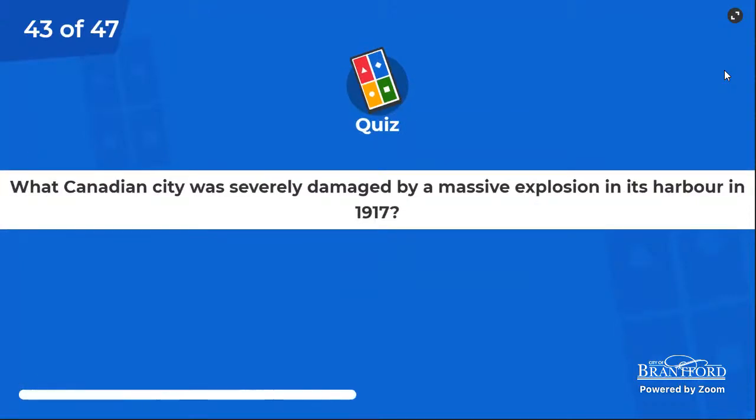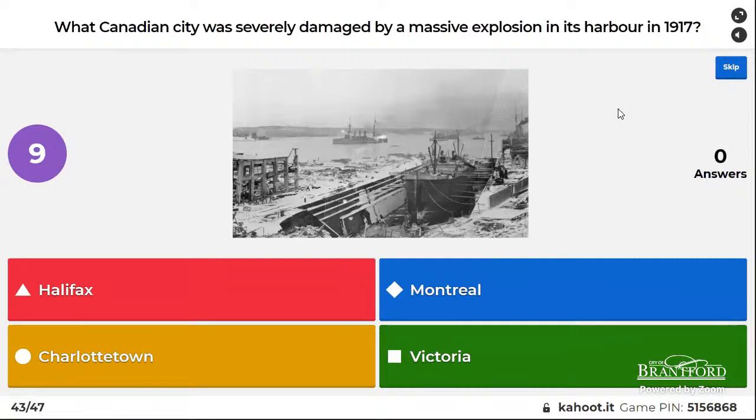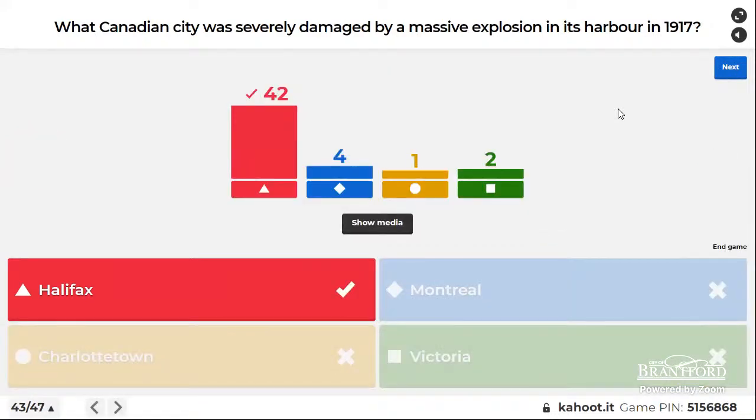What Canadian city was severely damaged by a massive explosion in its harbor in 1917? Halifax, Montreal, Charlottetown, or Victoria? So for those of you who are history buffs or were paying attention in high school history or watching the Heritage Moments, looks like most of you got the answer correct. It was Halifax.